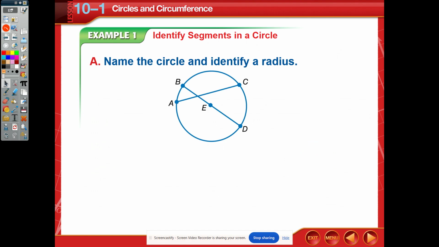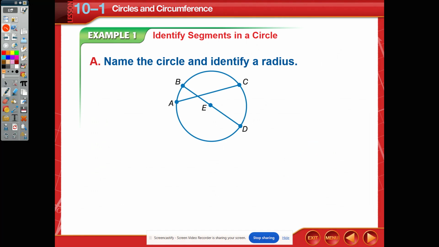So let's go through. Name a circle, identify the radius. Well, this is circle C, and you can draw that by a little point with a circle. Circle E, I hope I said E. Because E clearly looks like the center. What else do we have? Identify a radius. So we have BE is a radius, and then DE is a radius. Because they both are a point on the outside connected to the center.